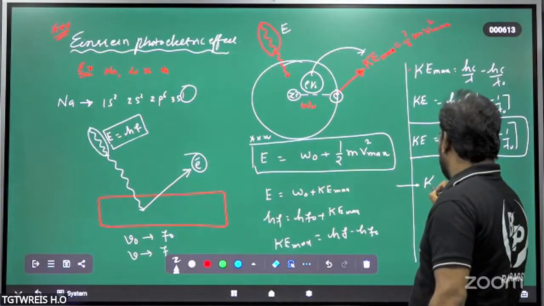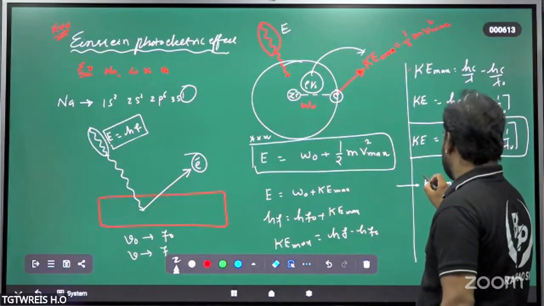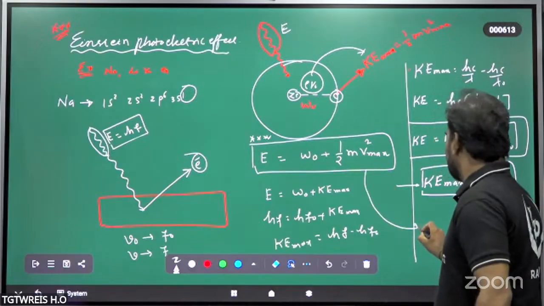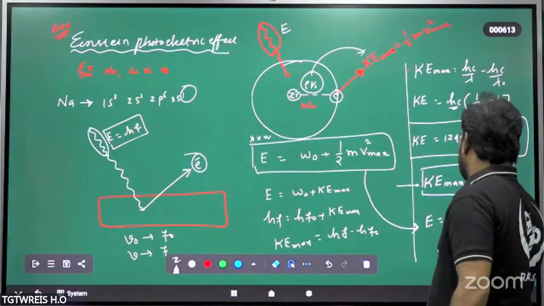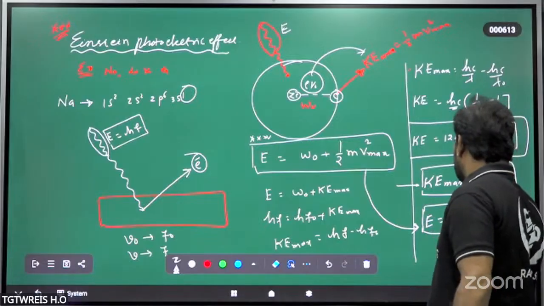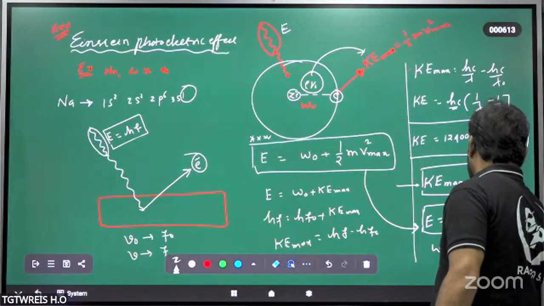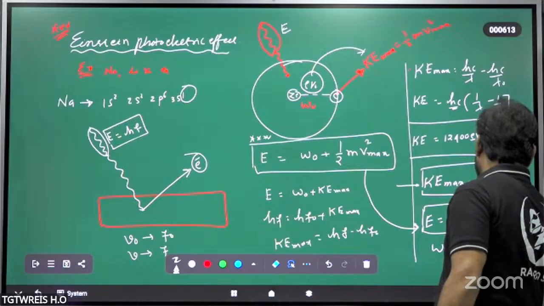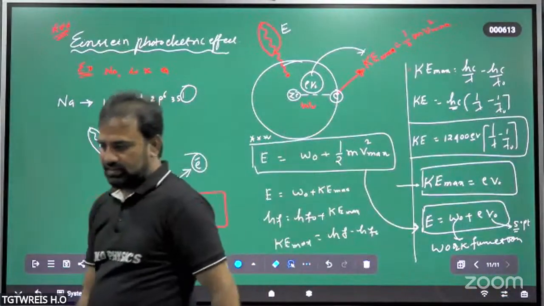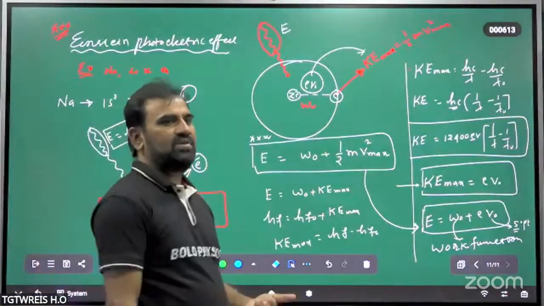In this case, K max is equal to eV naught. K max is equal to eV naught means the equation would be E is equal to W naught plus eV naught. So W naught is called the work function, where V naught is called the stopping potential. This is called the Einstein photoelectric equation. The mathematical expression was given by Einstein.